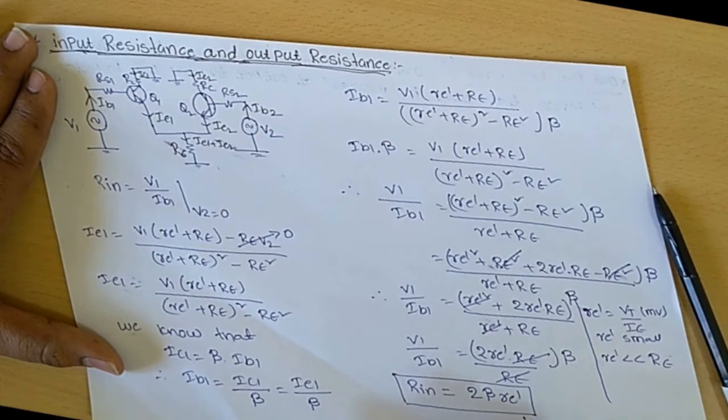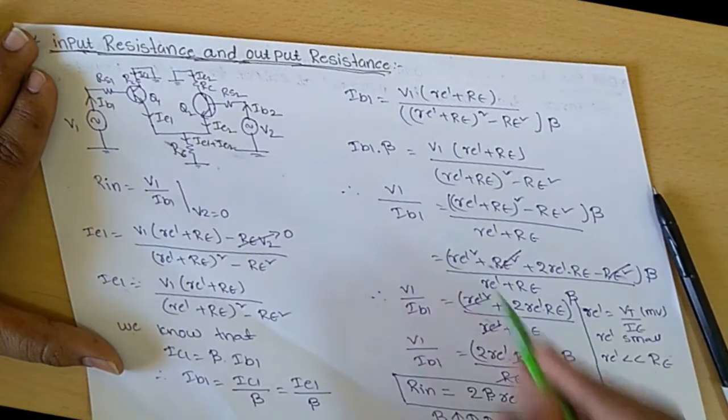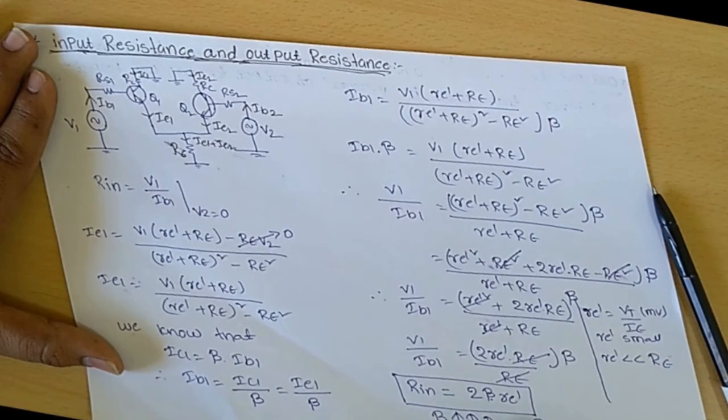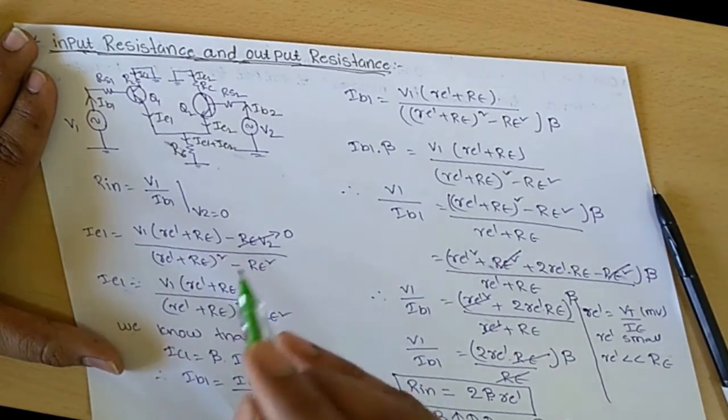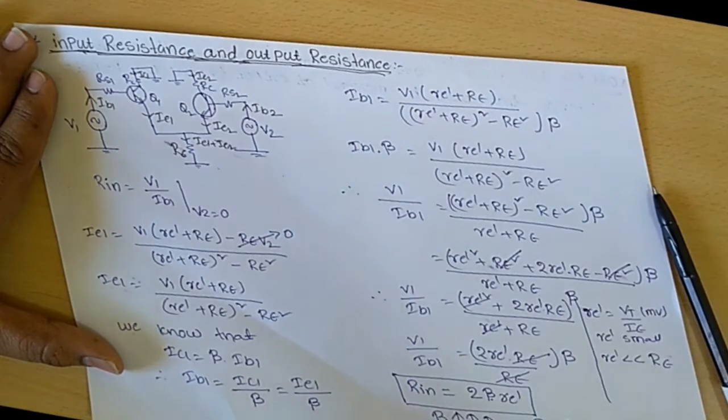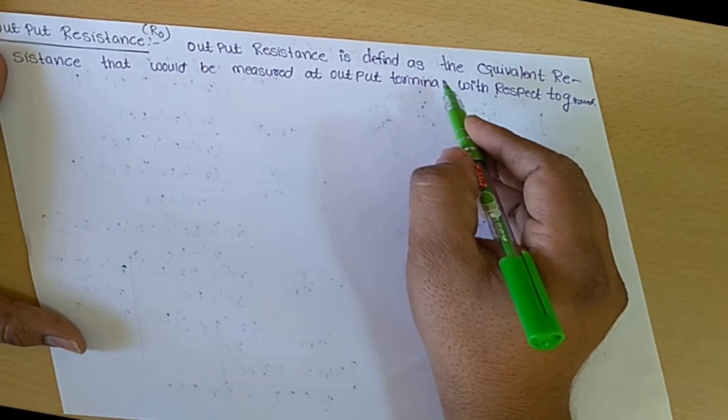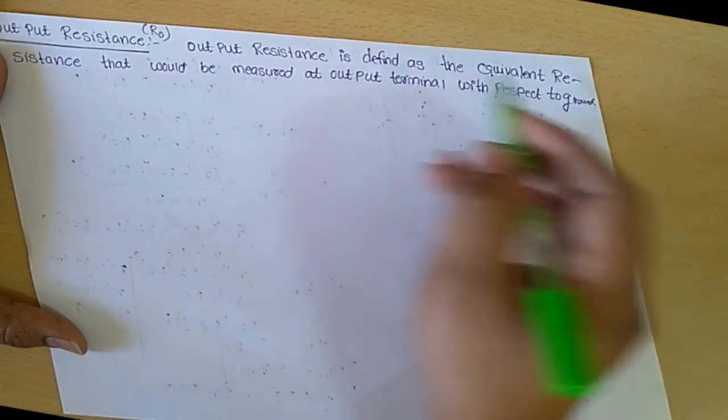With respect to this equation, we can conclude one important point. That is, we know that the differential amplifier circuit has a large beta value. Okay, so if the beta value is large, then the input resistance of the differential amplifier is also a high value. Okay, so the differential amplifier should have a very high input resistance. Okay, and next we are calculating the output resistance of the differential amplifier.